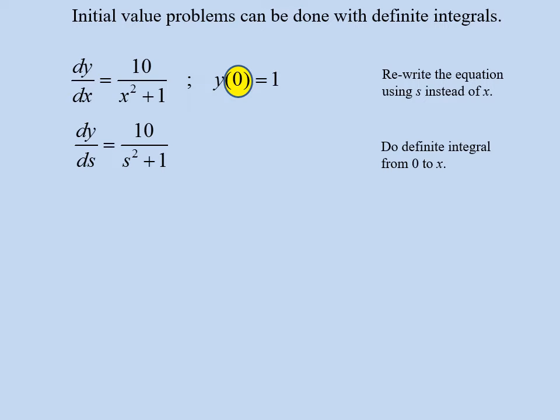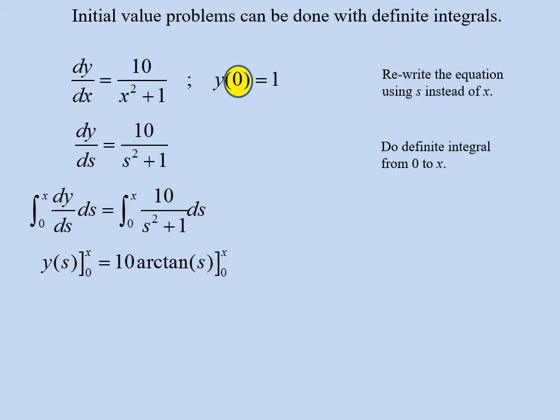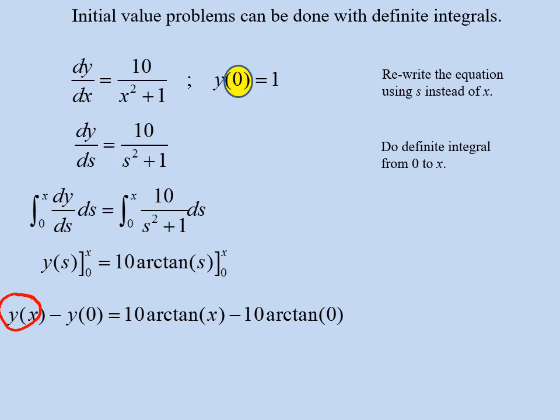If we'd used some other value, we would then have to adjust back to 0 like we did in the previous problem. So anyway, here's the integral from 0 to x of dy/ds with respect to s, which is y with the parameters 0 and x, and then 10 arctan s with the parameters 0 and x. Well, to finish out the definite integral, you substitute the top, you substitute the bottom, you subtract. And so here is the y of x that we're searching for.